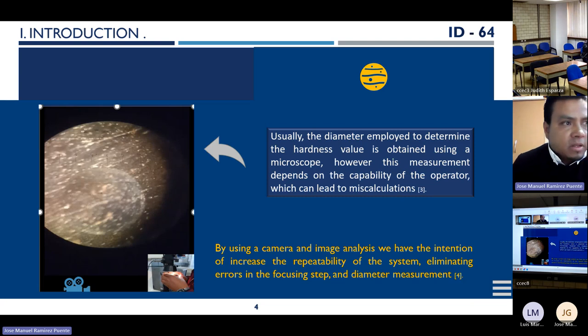The optical measurement involves measuring the diameter of the indentation and evaluating the result using the Brinell hardness equation to obtain the hardness value. This process depends on the user's skills, which can lead to focusing and measurement errors. For this work, a camera and automatic image analysis are used to reduce these errors.